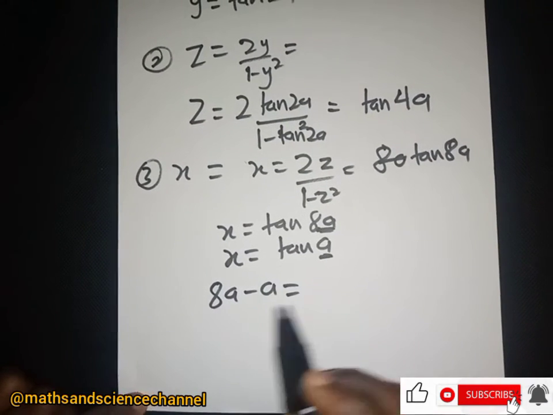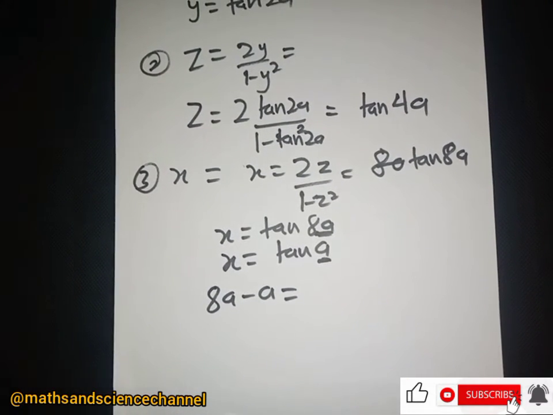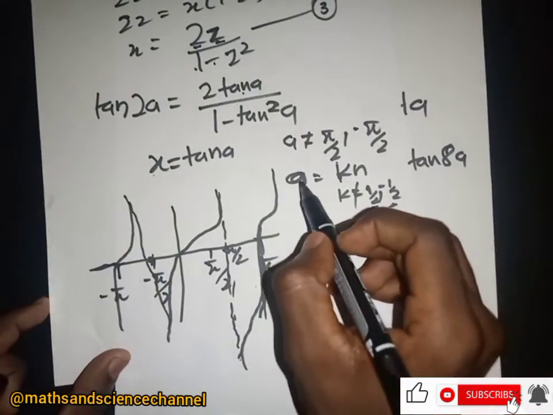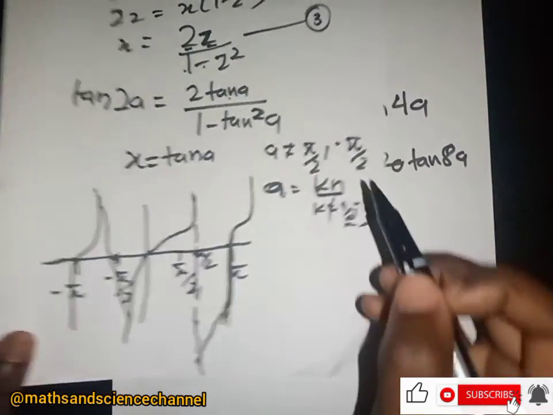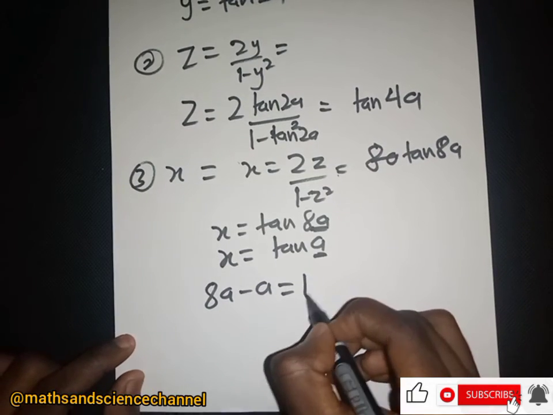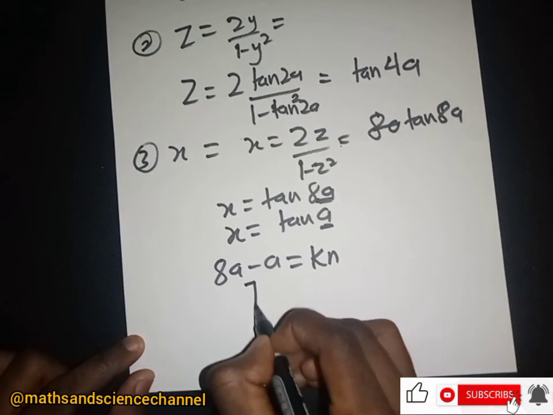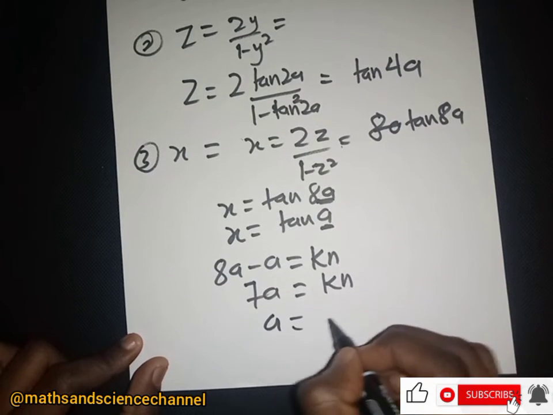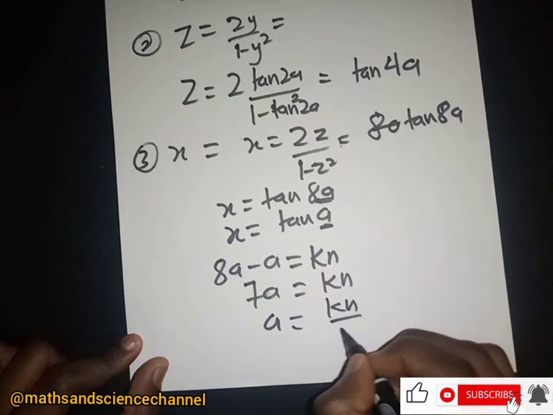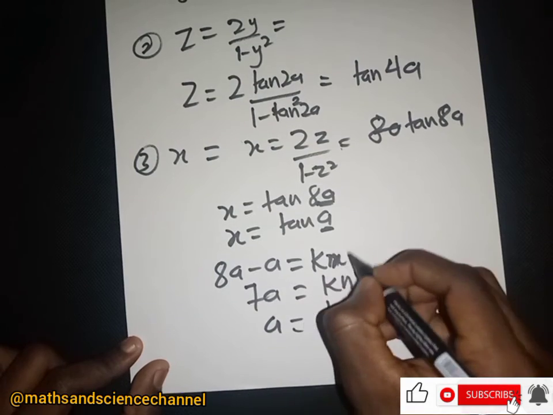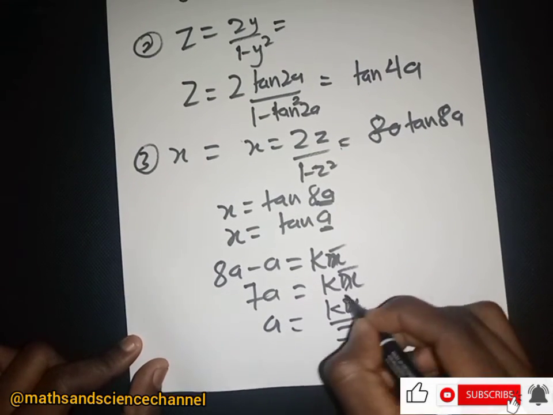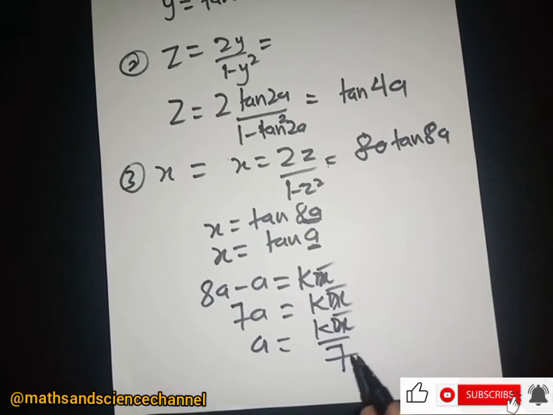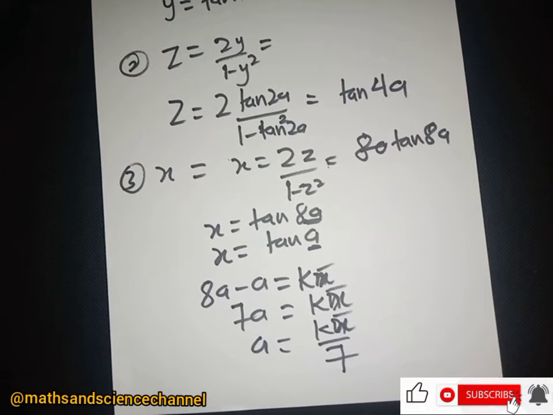But remember that we said a equal to k pi. So if that is the case, then we have 7a being equal to k pi, and therefore a here is going to be k pi divided by 7. It's not kn, it's k pi, sorry, where k is any value apart from positive and negative half.